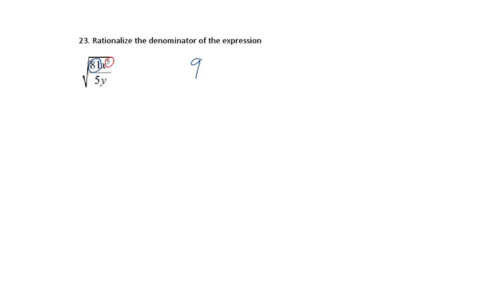As for x^5, if you do 5 divided by 2, 2 goes into 5 2 times. 2 times 2 is 4, with one remainder. This means x^2 on the outside and x on the inside. So I got x^2 square root x. 5y is not perfect, so it just stays 5y.